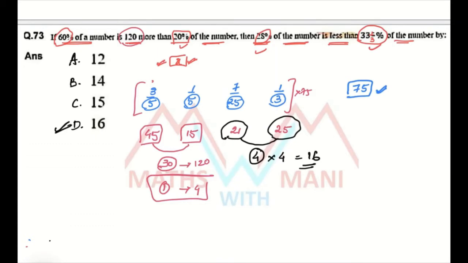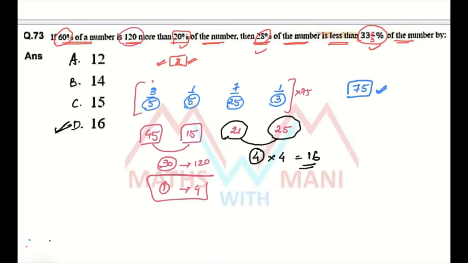Clear? So when you write down the fraction values for the percentages, it is very easy to solve these models. I hope you understand this model. If you have any doubt regarding this, you can ask me in the comment section.